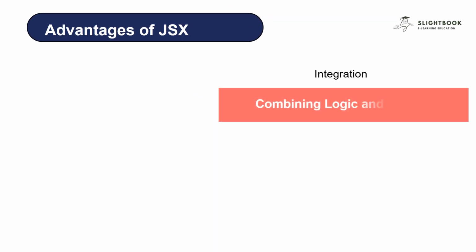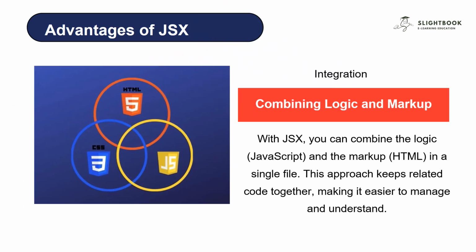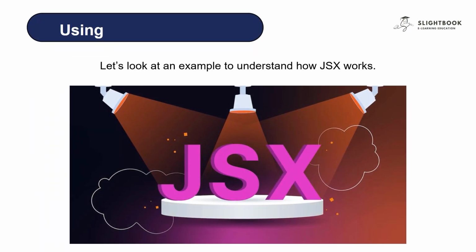Integration. Combining logic and markup. With JSX, you can combine the logic, or JavaScript, and the markup, or HTML, in a single file. This approach keeps related code together, making it easier to manage and understand. Using JSX. Let's look at an example to understand how JSX works.